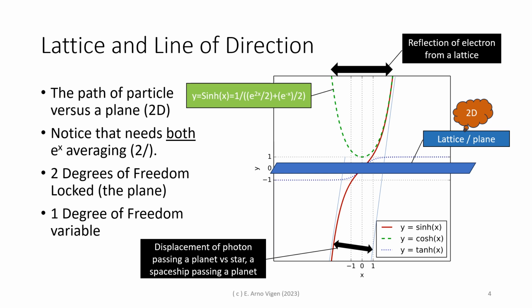This is exactly the sort of thing as a photon passing a planet or a star, which is exactly what Einstein got his Nobel Prize for describing, using this e to the x. But really hidden in that was this e to the x plus 1 over e to the x. This is the degrees of freedom that you need to make this work.